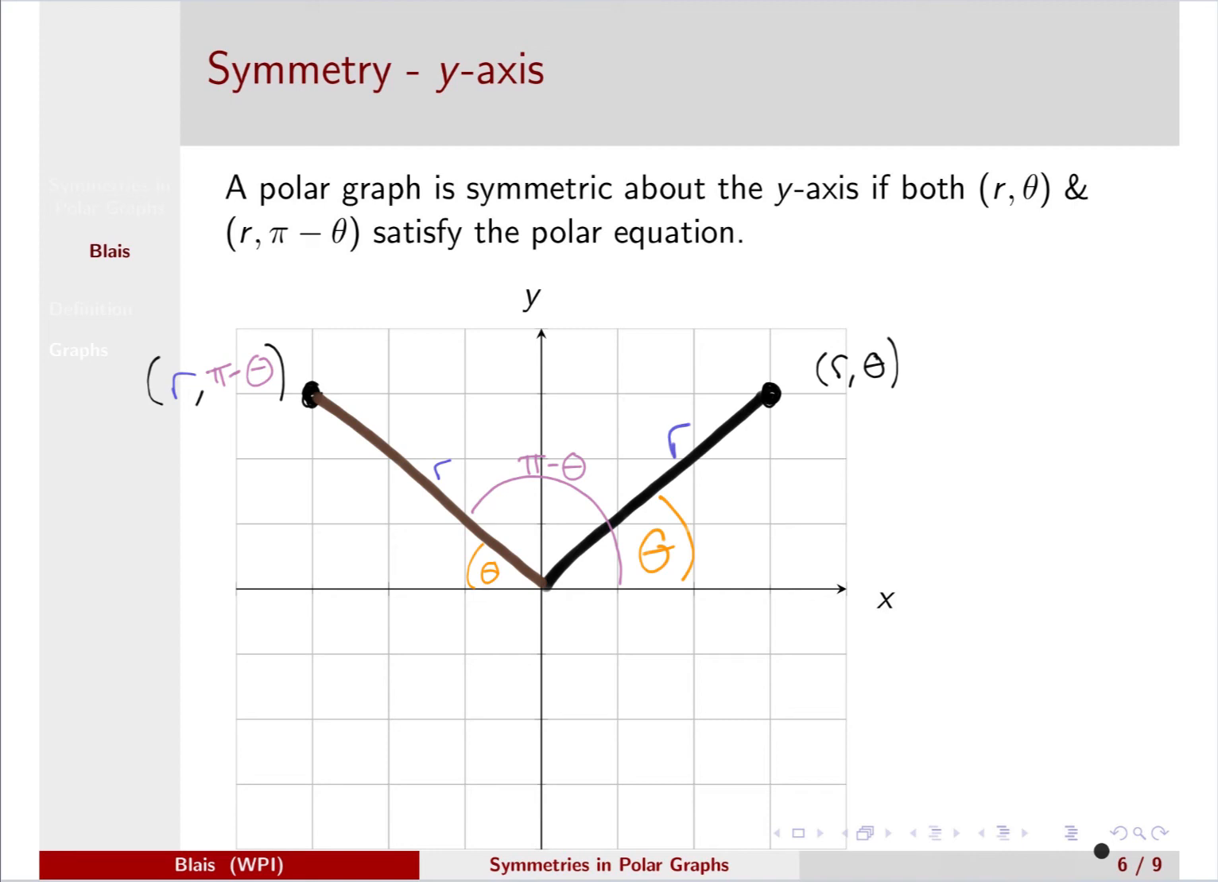And this, of course, is not the only way in polar to represent this point, but it is one. And so we can use that to detect y-axis symmetry. So if you have a polar equation that satisfies the point r theta and r pi minus theta, then anything you graph here in the first and fourth quadrants is mirrored here in the second and third quadrants.